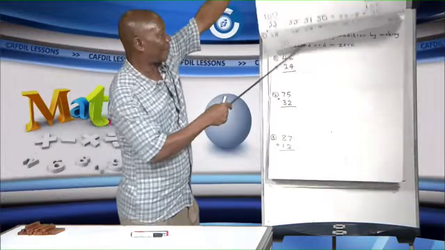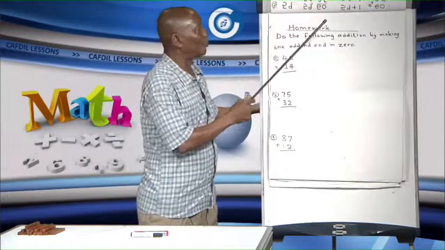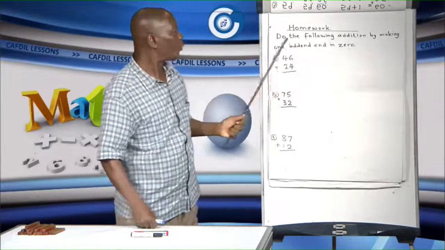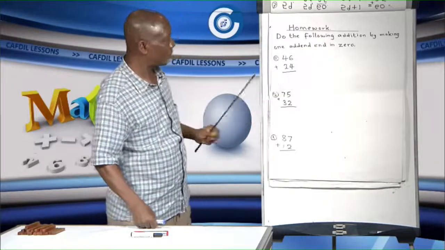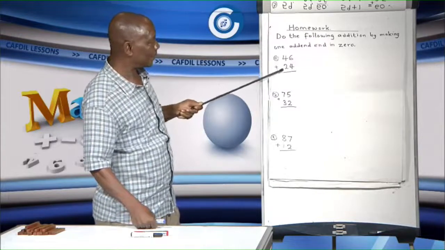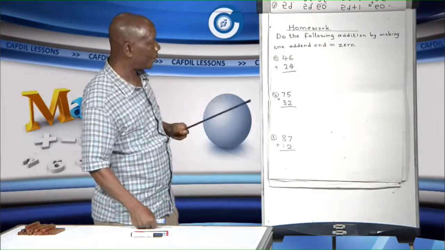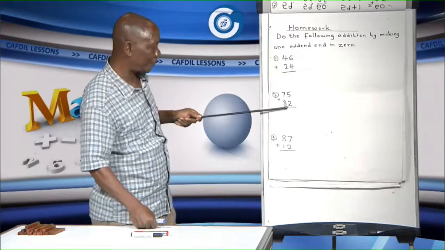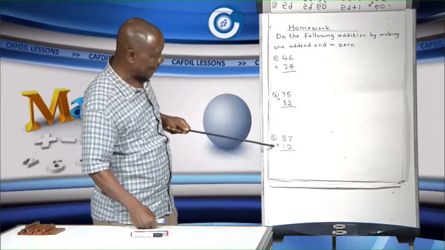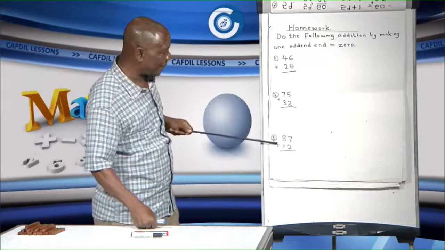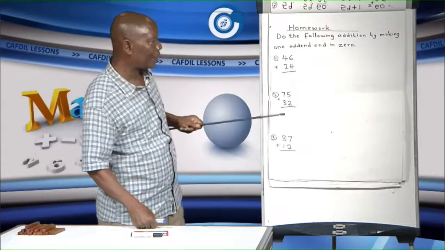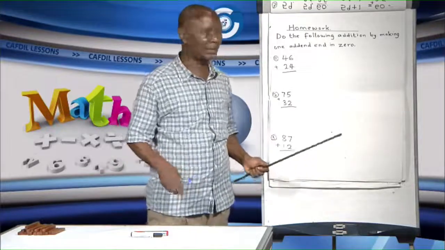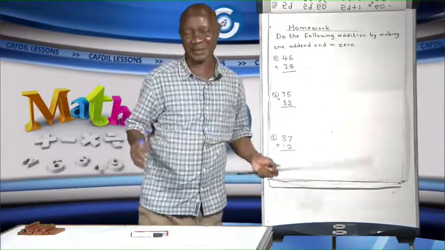Okay, now let's come to homework. Do the following addition by making one addend end in 0. Question 1, 46 plus 24. Question 2, 75 plus 32. And question 3, 87 plus 12. You take the assignment home, do it nicely. When we meet, we shall discuss.